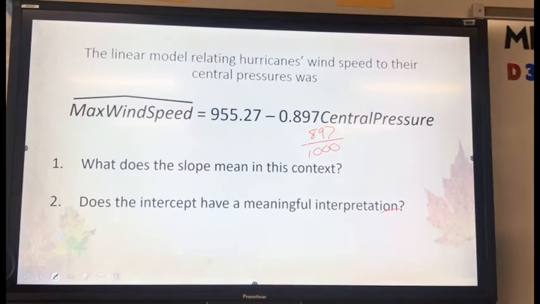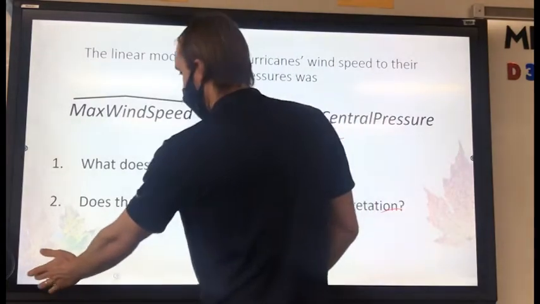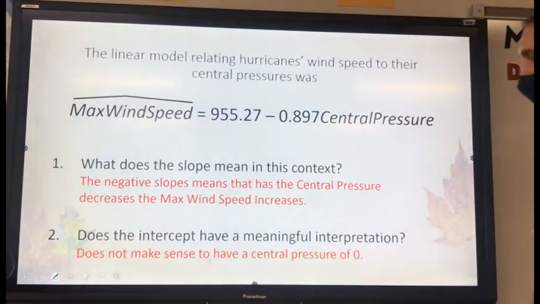Does the intercept have a meaningful interpretation? Last time we saw that it doesn't make much sense to have a house with 0 square feet. Does it make sense to have a hurricane with 0 pressure? No, so it doesn't make much sense. 0 pressure is a vacuum. I don't think we can have hurricanes in a vacuum.